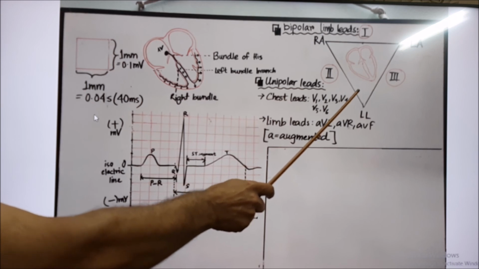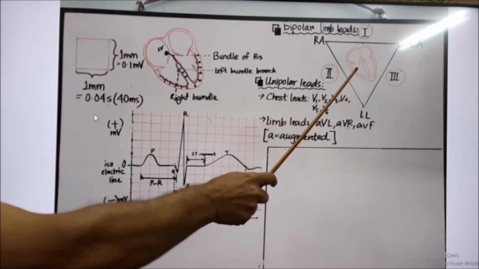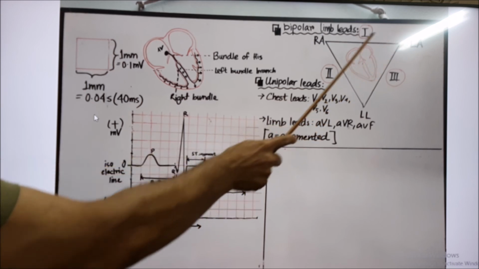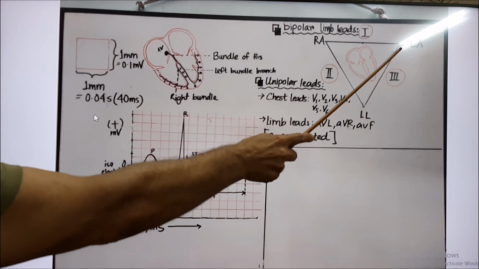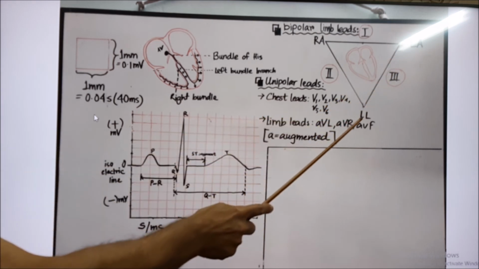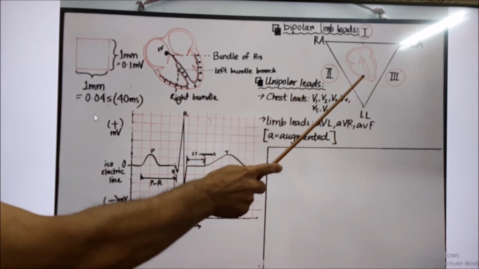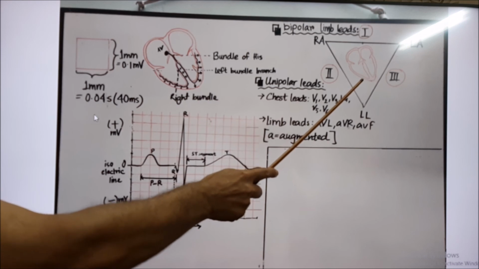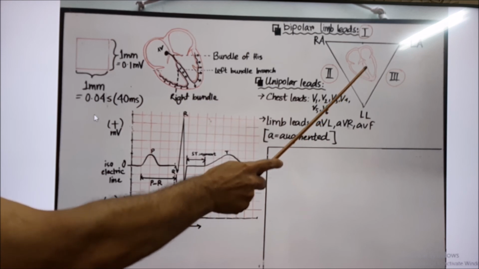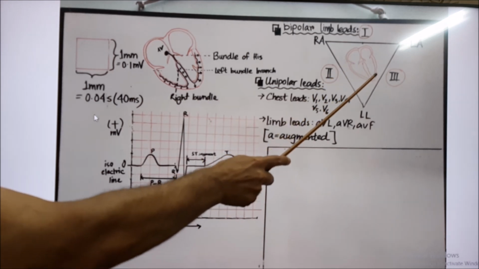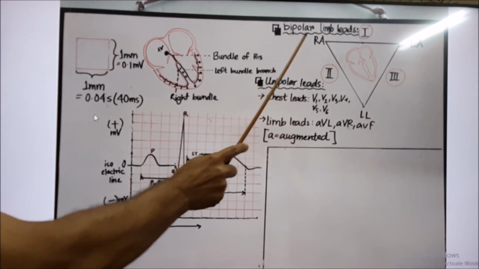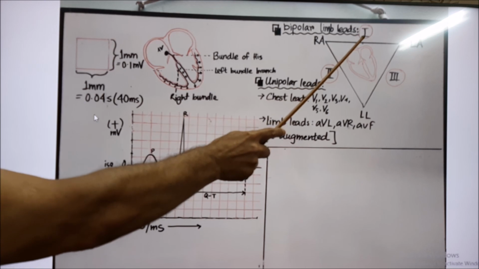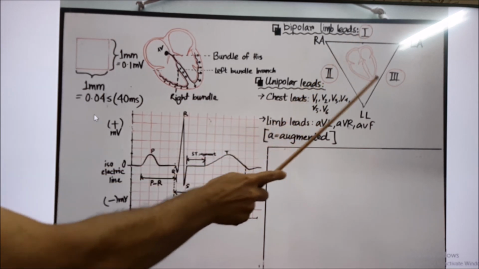If you draw a line from the left arm to the right arm, another line from the right arm to the left leg, and another line from the left arm to the left leg, a triangle is formed. That triangle is called Einthoven's triangle, and the heart lies at its center. Now you see the bipolar limb leads: lead 1, lead 2, and lead 3.